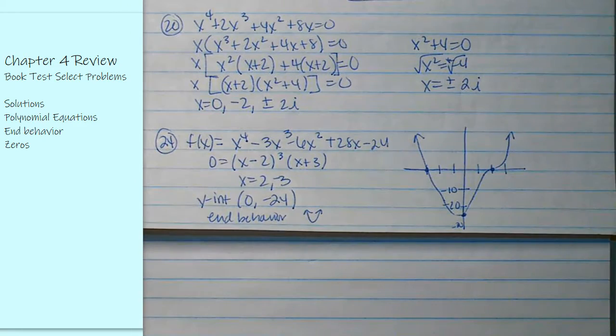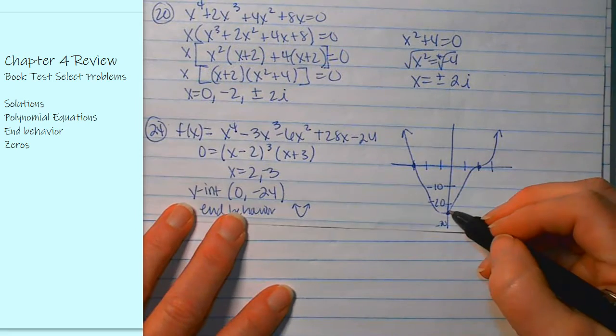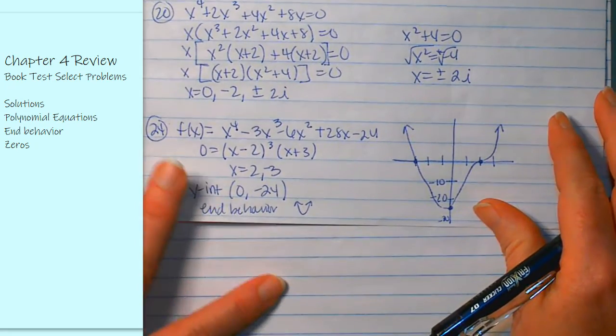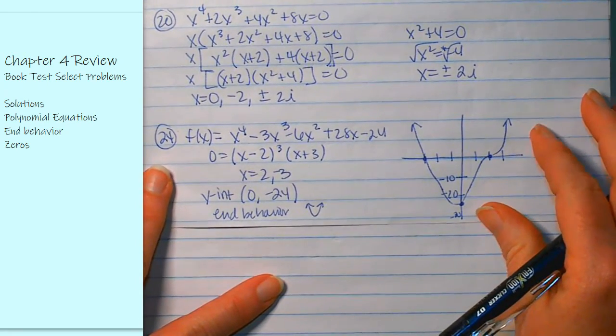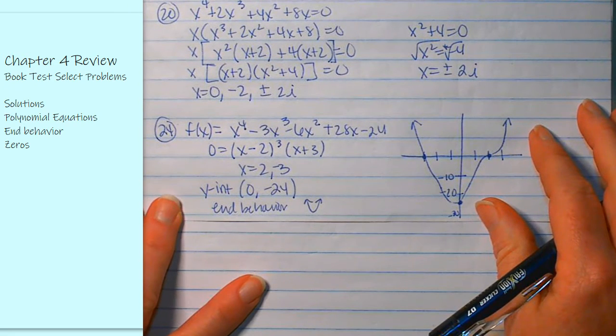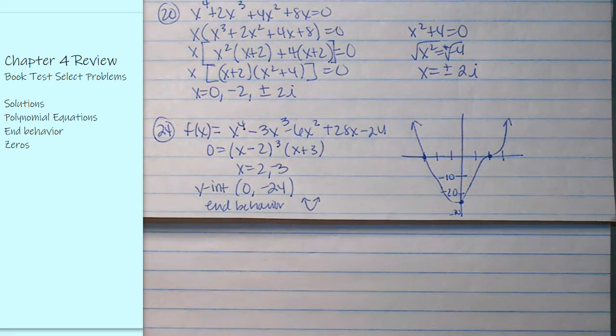So I don't know exactly what it does around this point. It may be the lowest point. It may not be, but this is a good sketch from here. I didn't ask for any other x values in my chart. So there's 24.